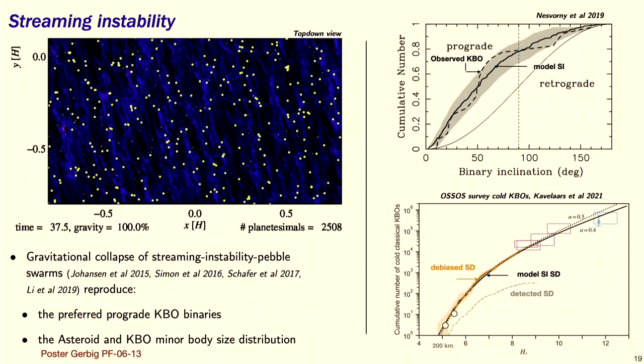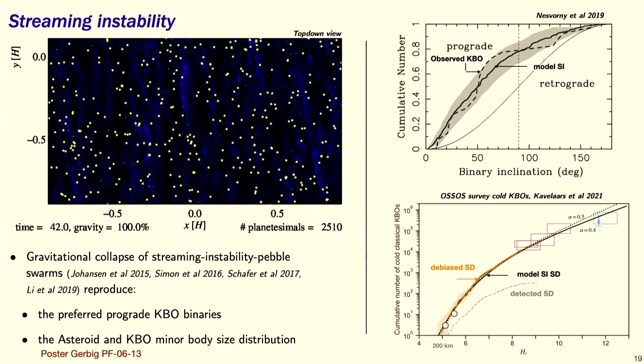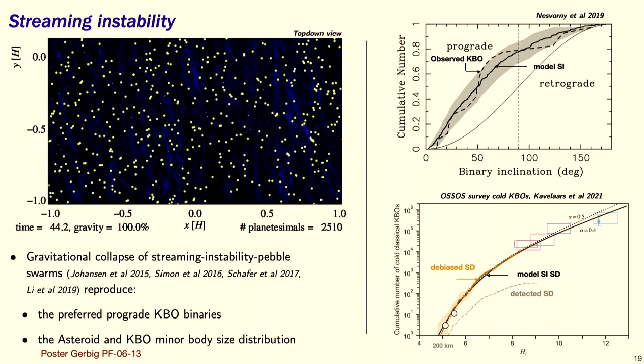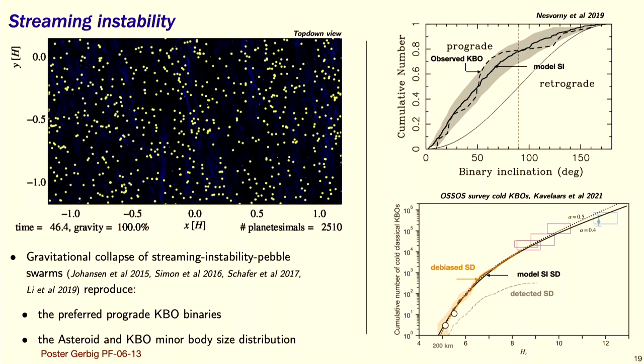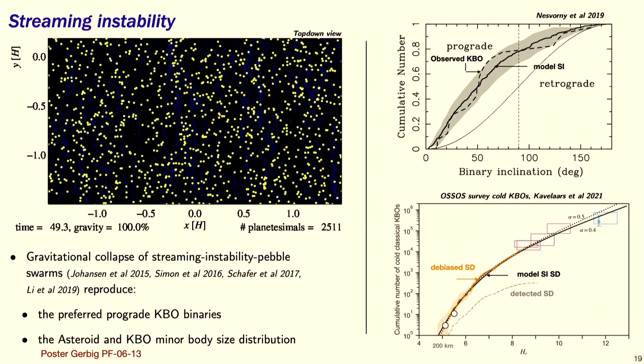And you can also study these planetesimals in detail and find that many of those are actually in prograde binaries. And that seems consistent with what we find in the most pristine population in the solar system, the cold Kuiper belt objects. So here you have the fraction of prograde versus retrograde. The observed Kuiper belt population has this dashed line, and the model from the streaming instability is this full line, and it's a perfect match.